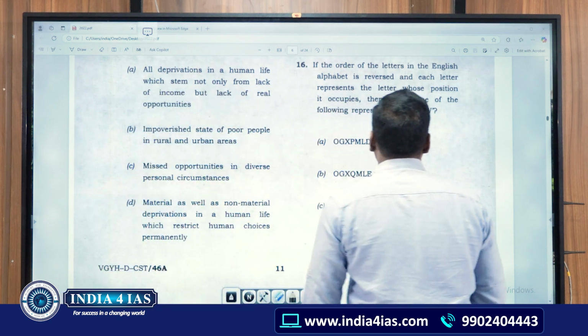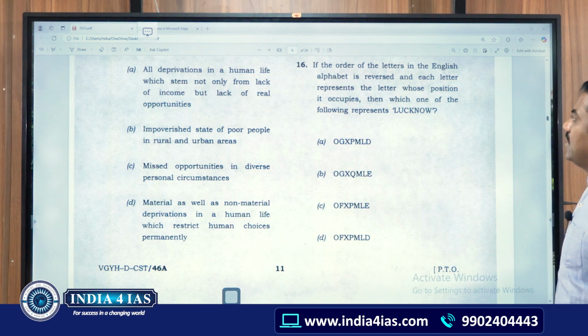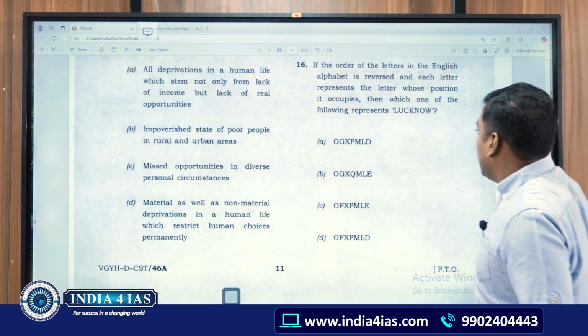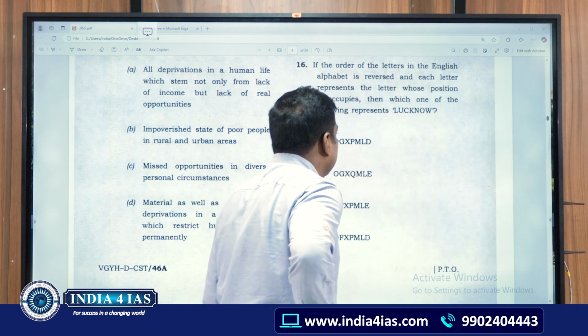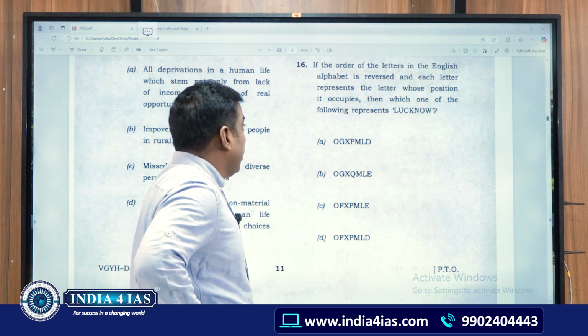Next, if the order of the letters in the English alphabet is reversed and each letter represents the letter whose position it occupies, then which one of the following represents Lucknow? Okay, we'll read once again.